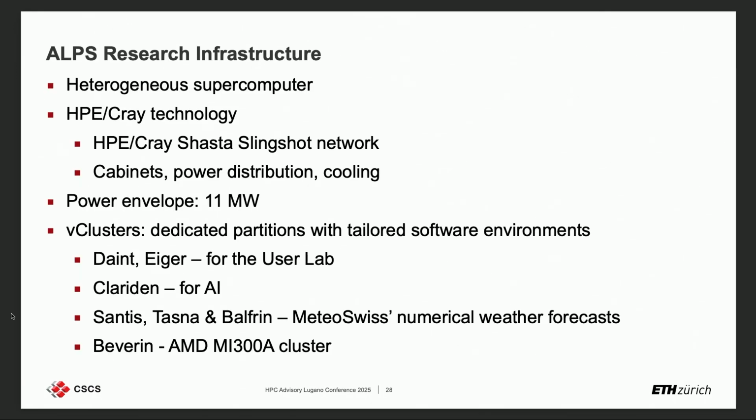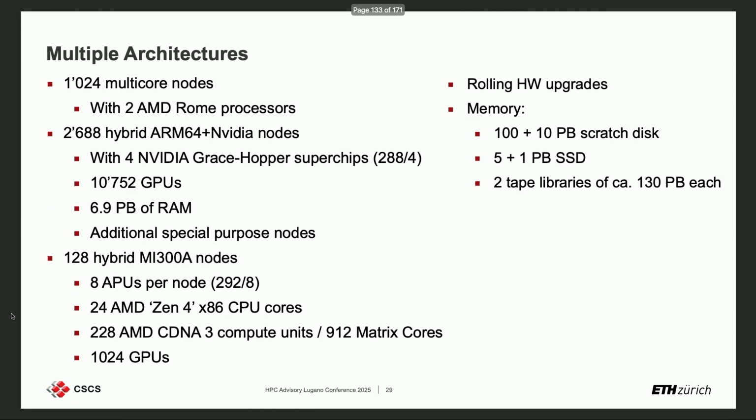So what is the Alps research infrastructure? It's a heterogeneous supercomputer based on HPE Cray technology, so it's a Cray EX, and you've already heard all of this before. It has a power envelope of 11 megawatts, and it has versatile clusters, so dedicated partitions with tailored software environments for various users that we will get into partially later.